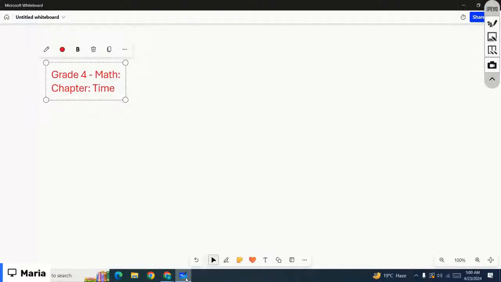We are here for grade 4 math. You can find all the lessons on aplusstudents.com. You have to log in there using your email address and password as provided by the administrator. Then you have to select math from the subject tab.